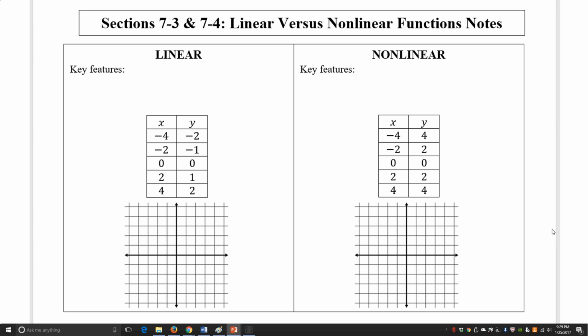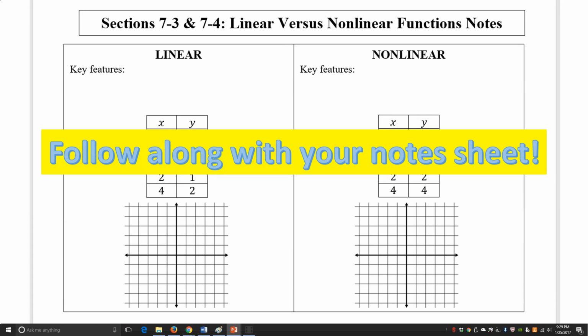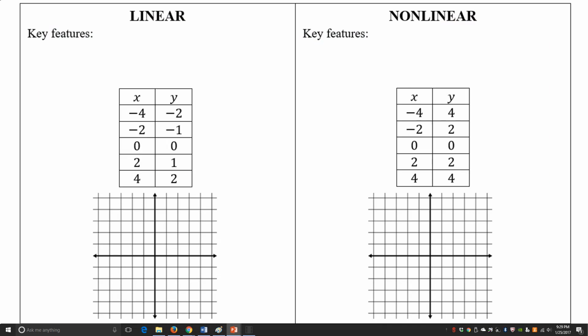This video is on sections 7.3 and 7.4, comparing linear to nonlinear functions. Please follow along with your note sheet. So first off, we need to start with what is linear.